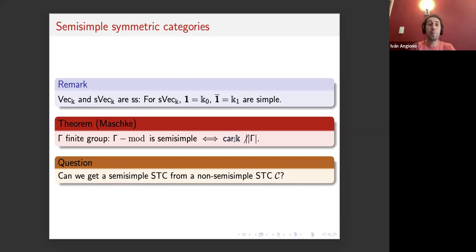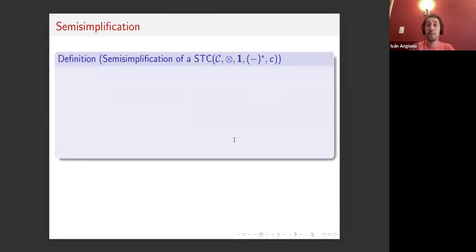And for many people, semi-simple categories are so important. So an old question is, how can we replace a non-semi-simple tensor category, or a category in general, by a semi-simple one? But I will tell you about this semi-simplification process for symmetric tensor categories. You can do this in a more general context, but I would prefer to do this in this way. Okay, what is the semi-simplification?